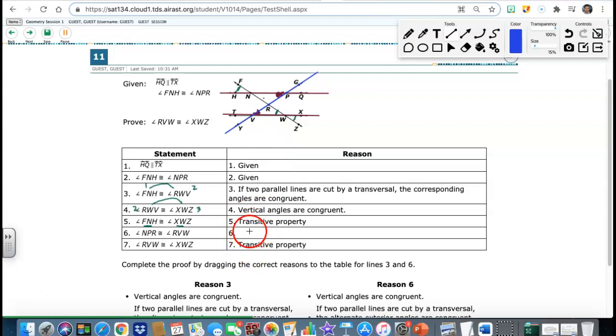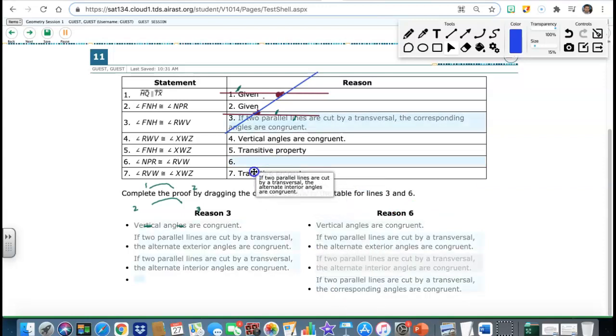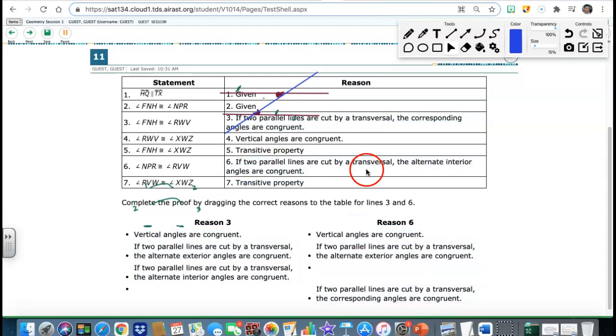I'm going to link a video about this topic that explains all the names. So these are alternate interior angles. Let me scroll down and get the reason, alternate interior, that's number 6, and paste it right there. Double check: alternate interior, and the other one is corresponding angles. That's number 11. Let's get to number 12.